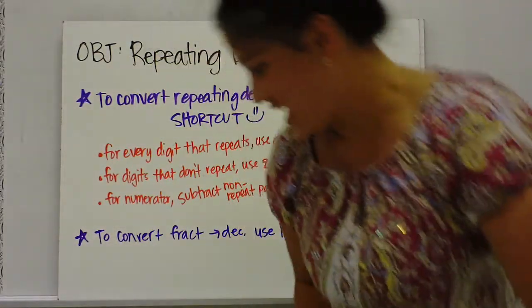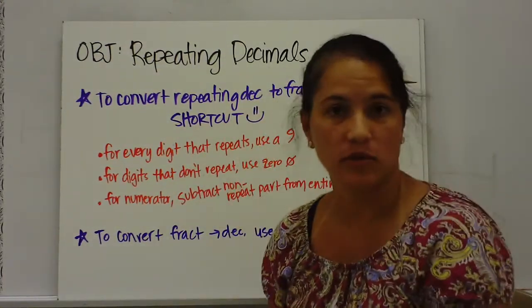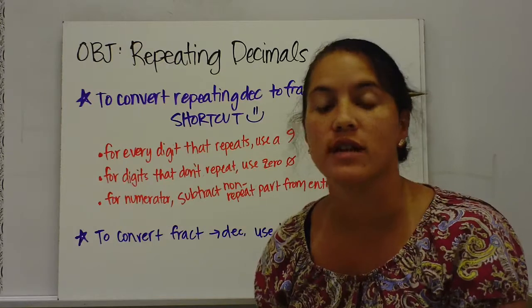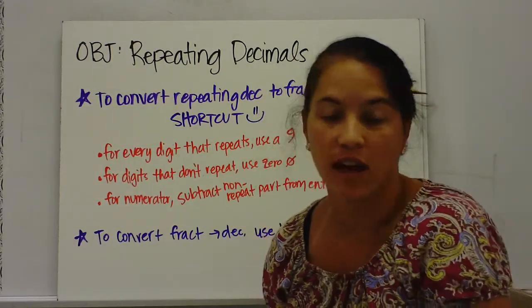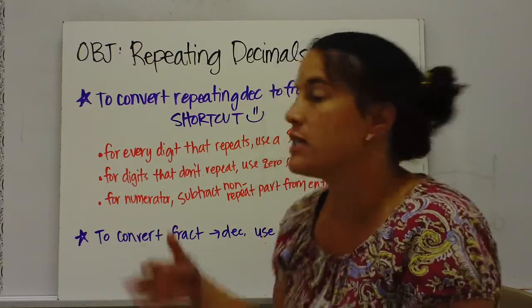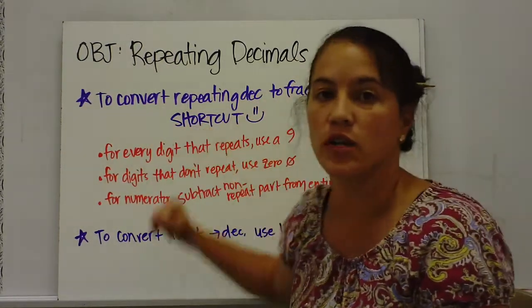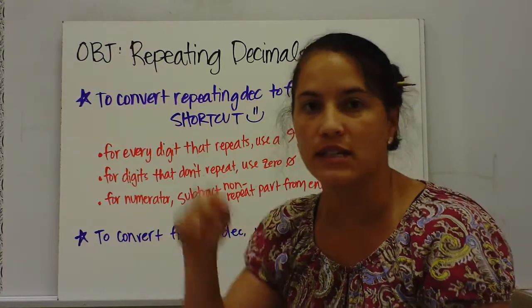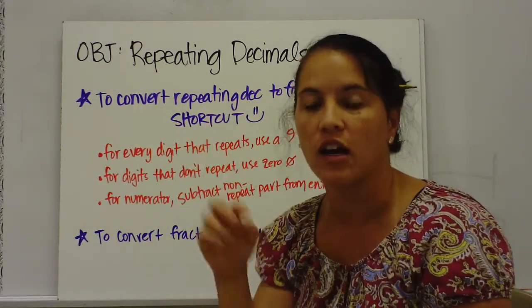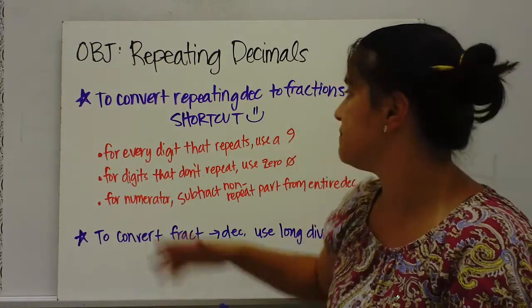Hey y'all. Today's objective is repeating decimals. In the last one, we just went over decimal fraction conversions without any repeating decimals. So today I'm going to show you what to do if you have a repeating decimal. To convert repeating decimals to fractions, there is a shortcut. If you have a repeating decimal, denoted with the bar on top of it, there's a shortcut to change it to a fraction.